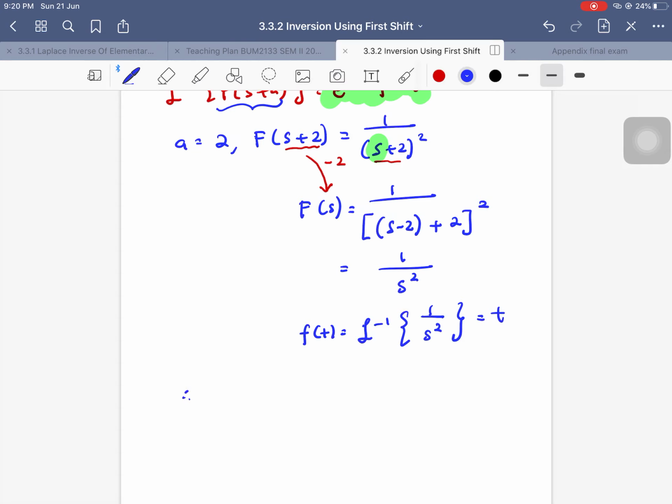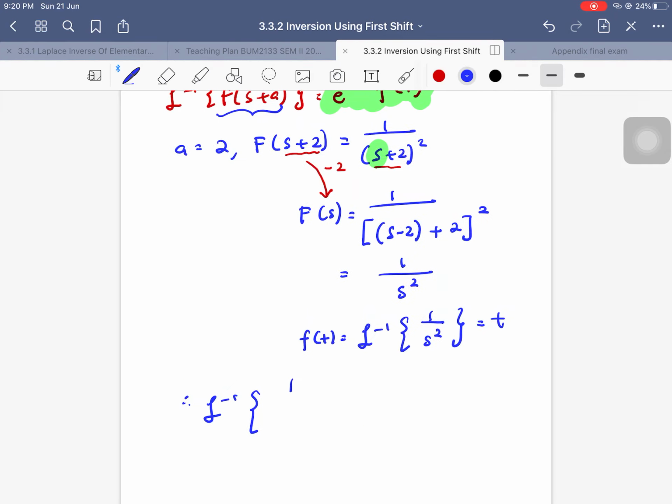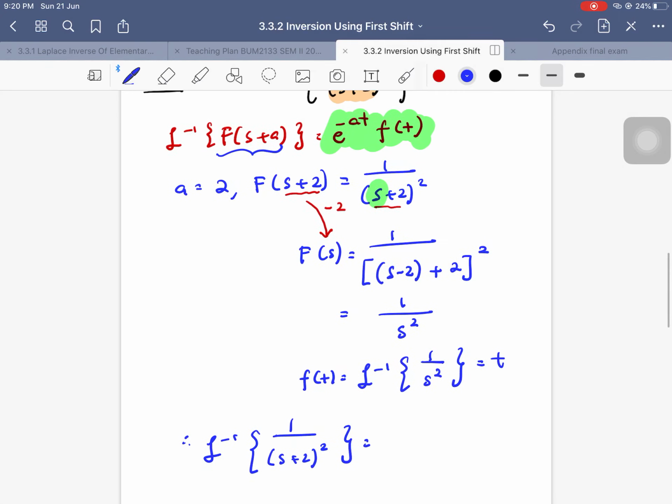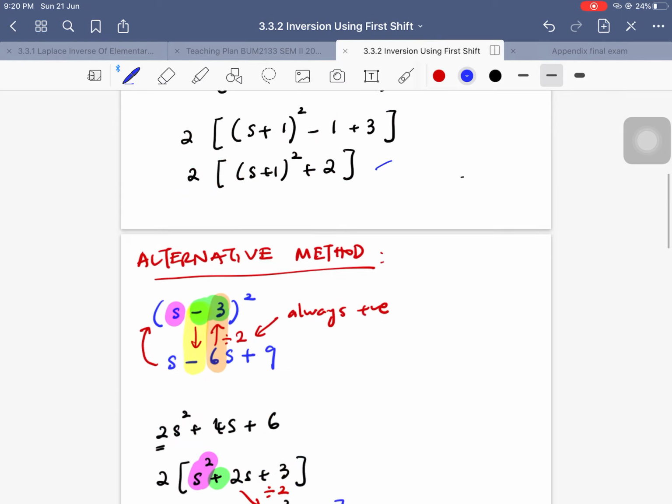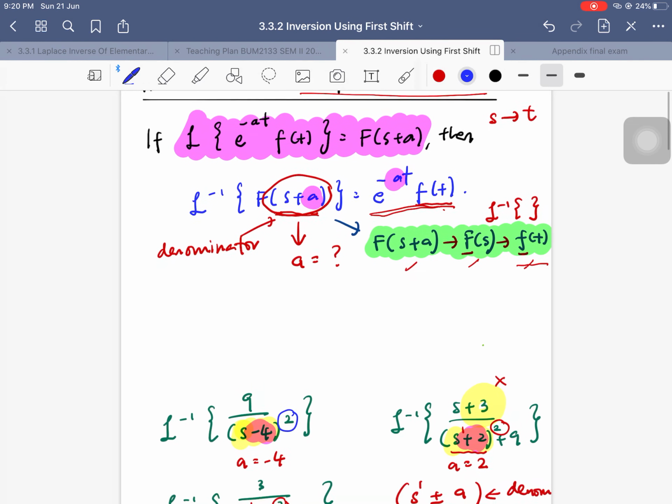So according to the theorem, if I Laplace inverse the function 1 over (s plus 2) squared, that is going to equal exponential of negative a, which is 2, multiplied by t. Yes, that's right, that's for the power, multiplied by f of t, which in this case is equal to t. So that will be the final outcome. So the Laplace inverse of 1 over (s plus 2) squared is going to equal exponential of negative 2t multiplied by t.